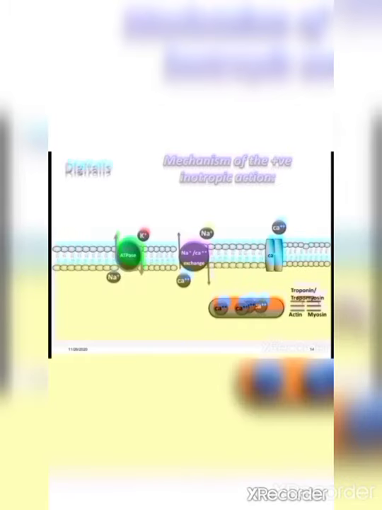This is a cardiac myocyte, and you can see the presence of lots of pumps over it. You can see the sodium-potassium pump, which is responsible for pumping three sodium out in exchange for two potassium. You can also see the sodium-calcium exchanger with it, which is responsible for pushing three sodium into the cell in exchange for calcium going out extracellularly, and it derives its energy from the sodium-potassium ATPase pump. You can also see the presence of the voltage-gated calcium channel, which is responsible for the conductance of calcium into the cell.